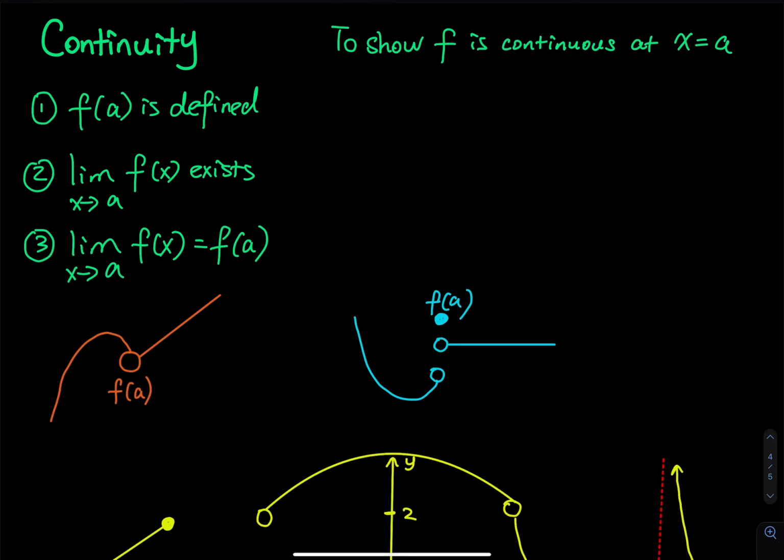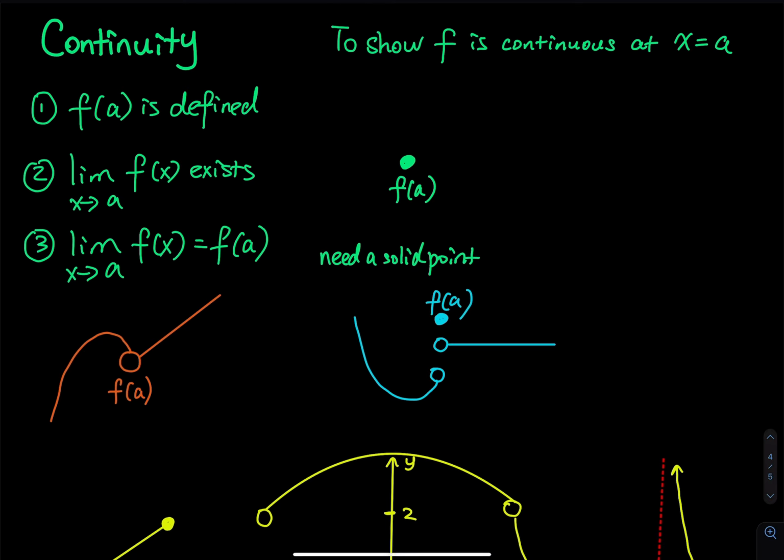So simply speaking, number one, f of a is defined. That means you have a solid point. So let's say we just draw a solid point, and then we call this f of a. So number one is you need a solid point.